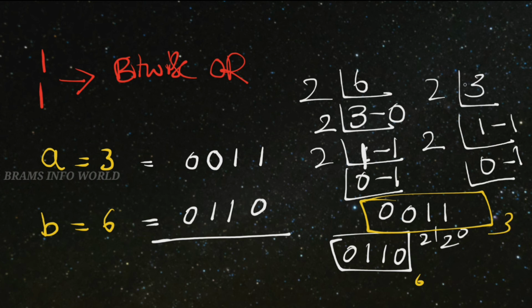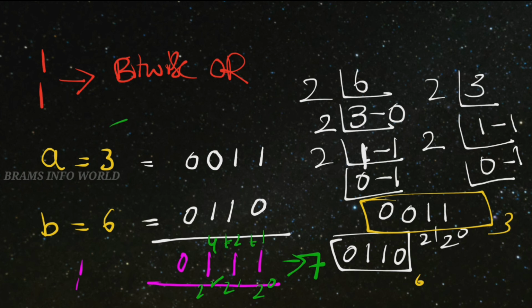As per the truth table, what is the result? If any one input is true, result is true. So 0 1 1 1 gives the result. And what is the numerical value? 7 is the numerical value. 2 power 0, 2 power 1, 2 square: 4 plus 2 plus 1, 7 is the value. So the result is 7 for the bitwise OR operation.